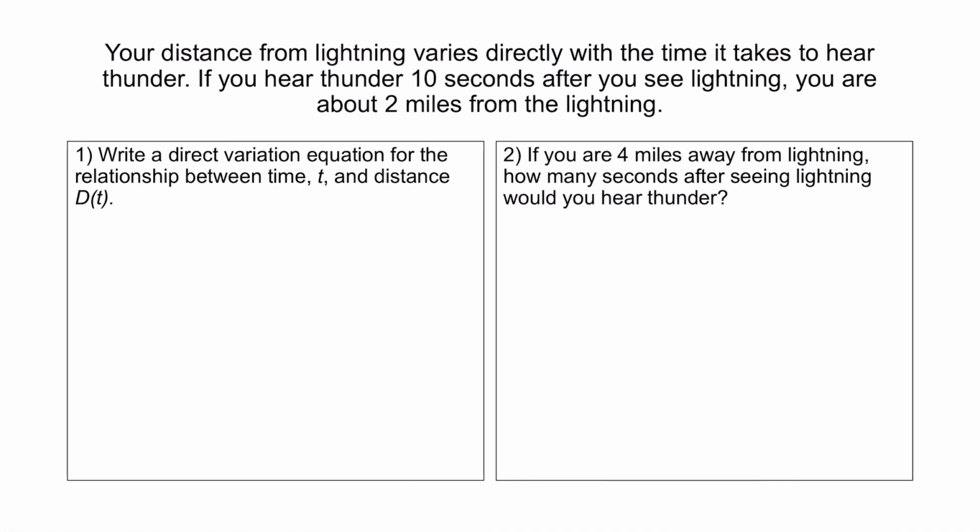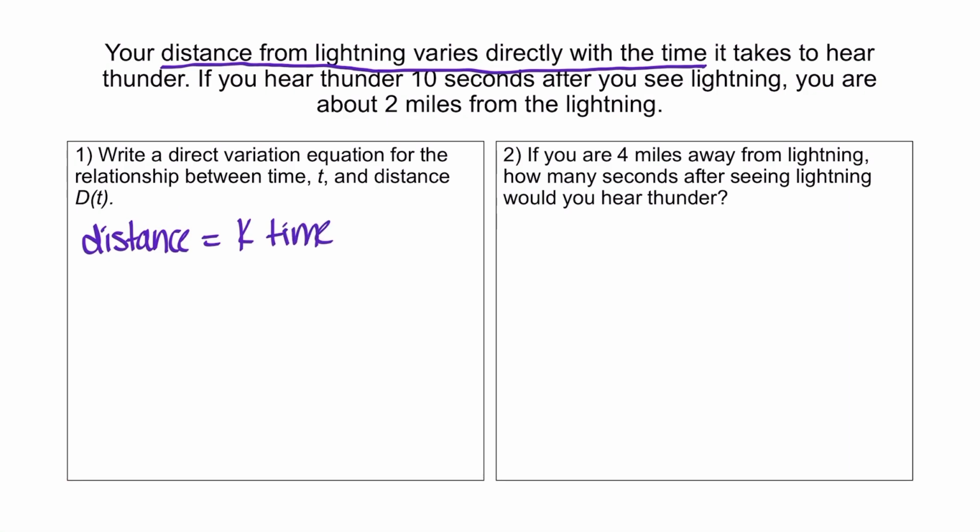So in this problem, it says your distance from lightning varies directly with the time it takes to hear thunder. If you hear thunder 10 seconds after you see lightning, you are about 2 miles from the lightning. So in problem 1, it says write a direct variation equation for the relationship between time t and distance d of t. So here is my important sentence. Distance varies directly with the time. Okay, so that means that distance equals some number k times time.